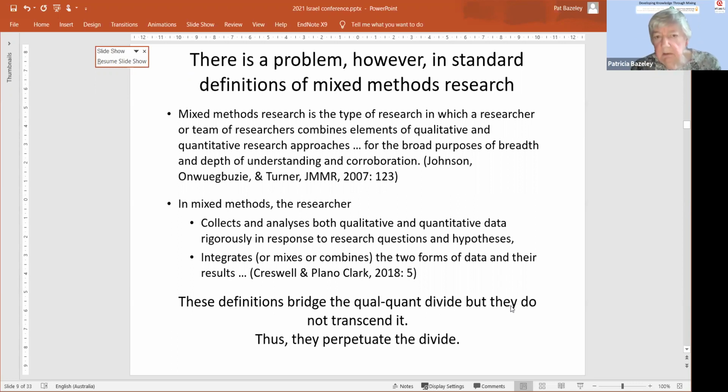So there are different ways of doing so-called qualitative research. There are different ways of doing so-called quantitative research. So there's as much variation within each of those broad approaches almost as there is between them. And yet the definitions that are offered by the classic mixed methods literature is that you have to combine qual plus quant.